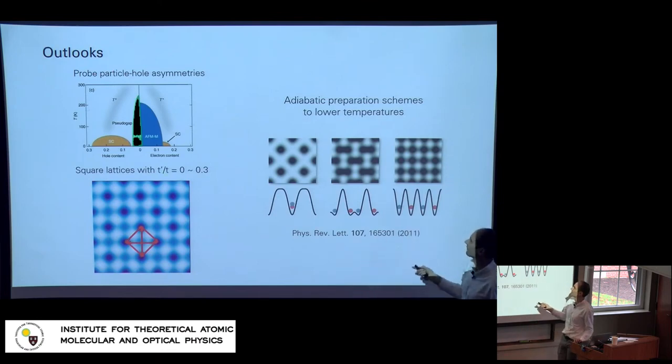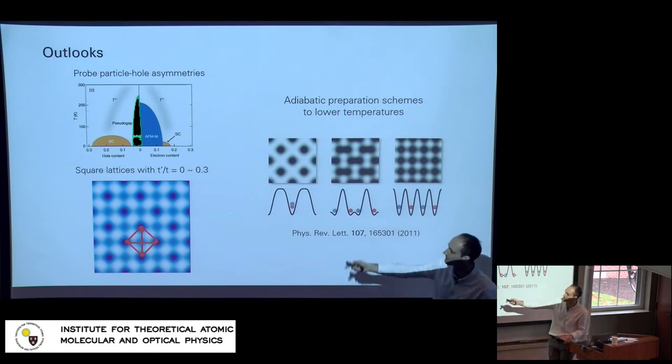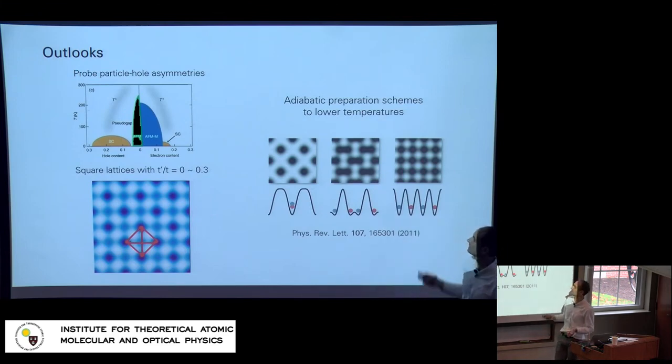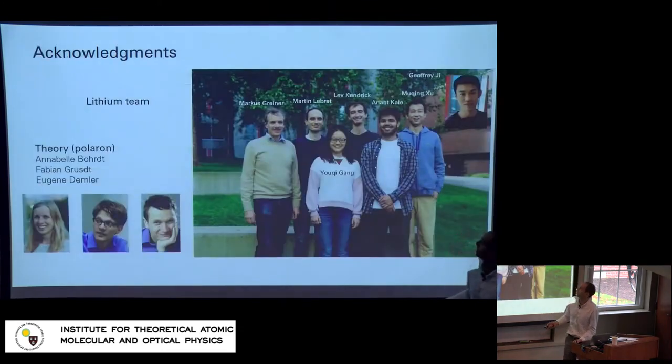And also, we can reach more fancy geometries by using our DMDs and possibly kicking out a few sites out of these lattices. And finally, we can also prepare adiabatically low entropy states from a band insulator, as has been mentioned in previous talks.